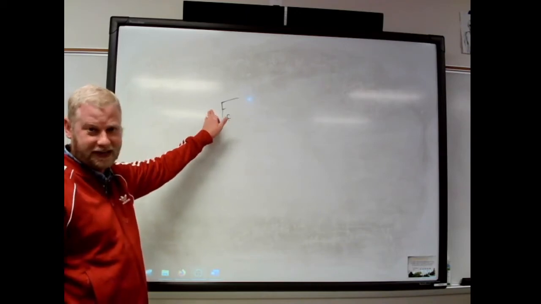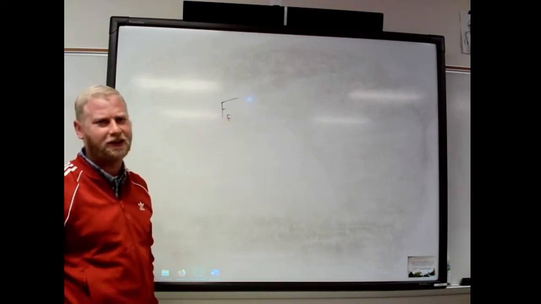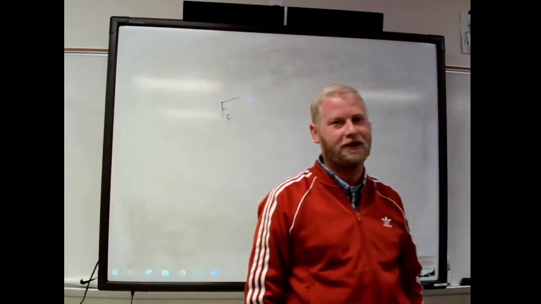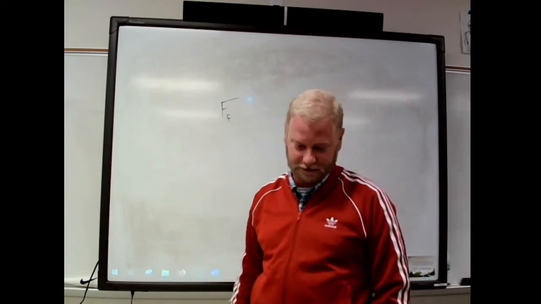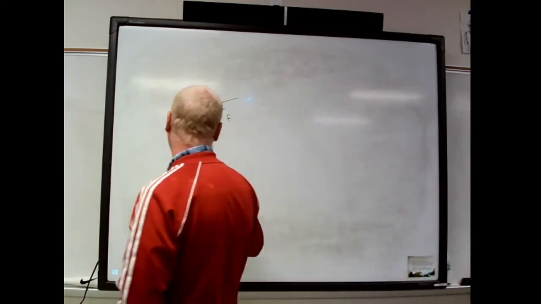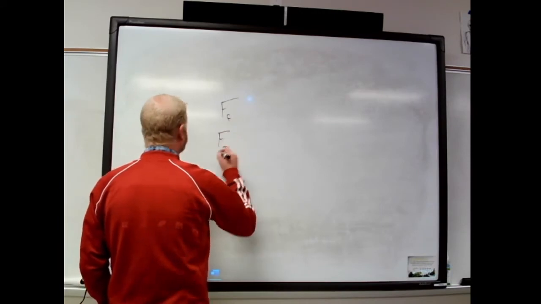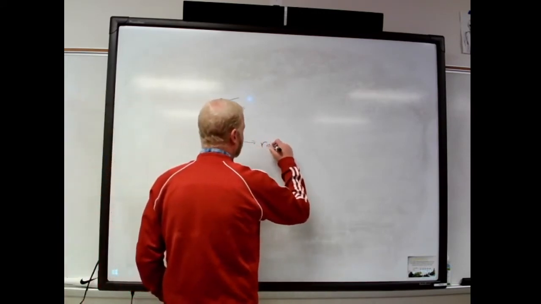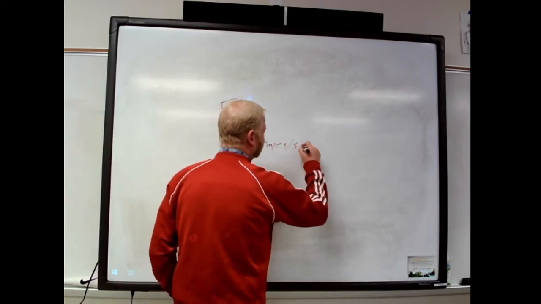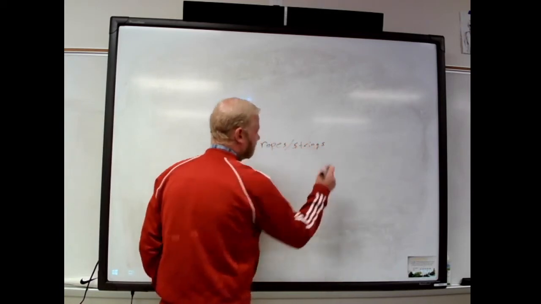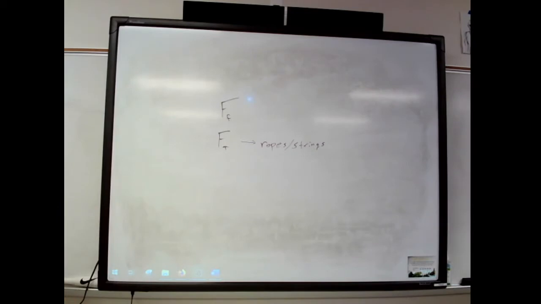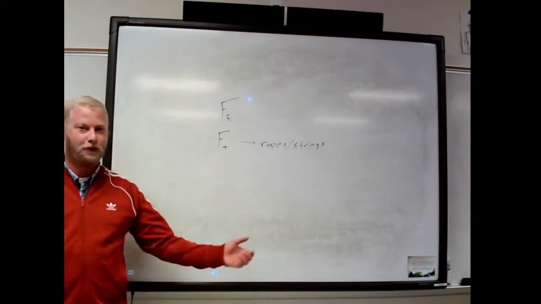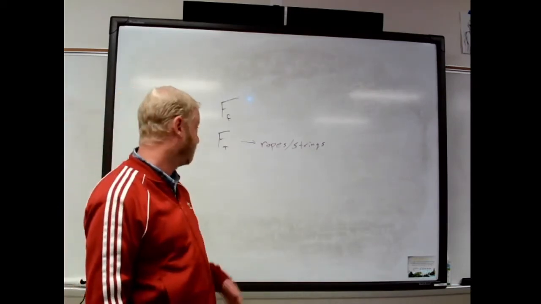Now, whenever we're dealing with forces, capital F is always going to stand for force, and then the subscript is going to tell you what type of force you're dealing with. So F sub F is friction force. Tension force is F sub T. Now your tension force is your force associated with ropes and strings. So pulling a cart by a rope, that'd be tension.